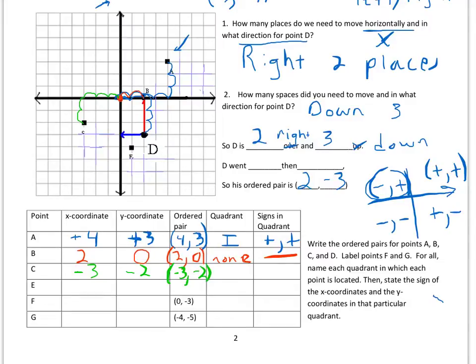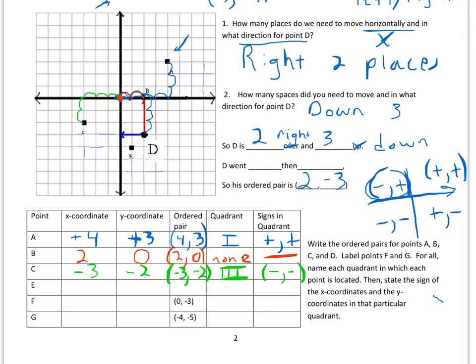Which quadrant is this in? Go ahead and write down what you think. Okay, the answer that you should have had is quadrant number 3. What are the signs of this quadrant? Well, it's going to be a negative and a negative always.